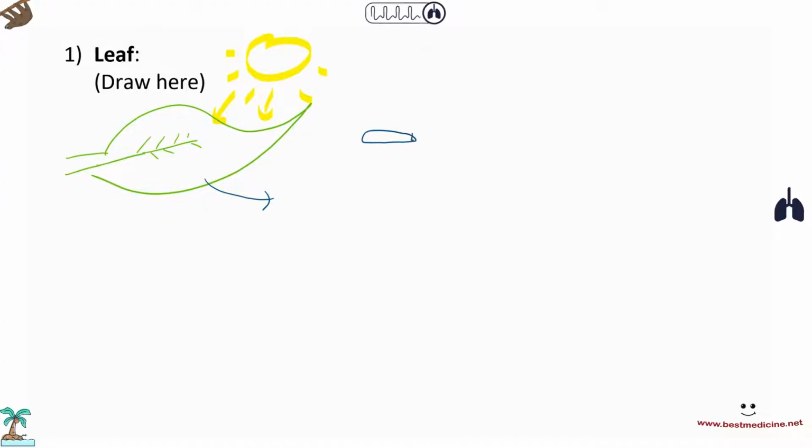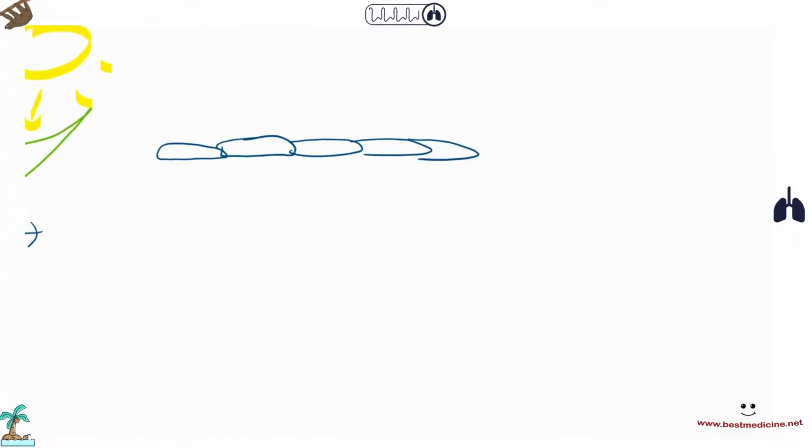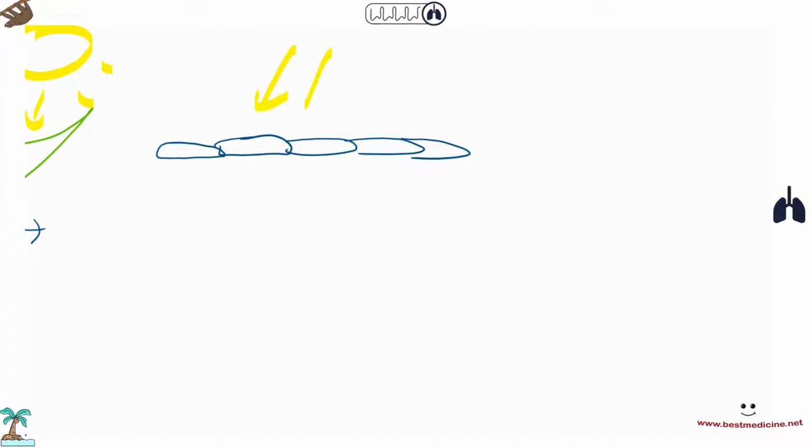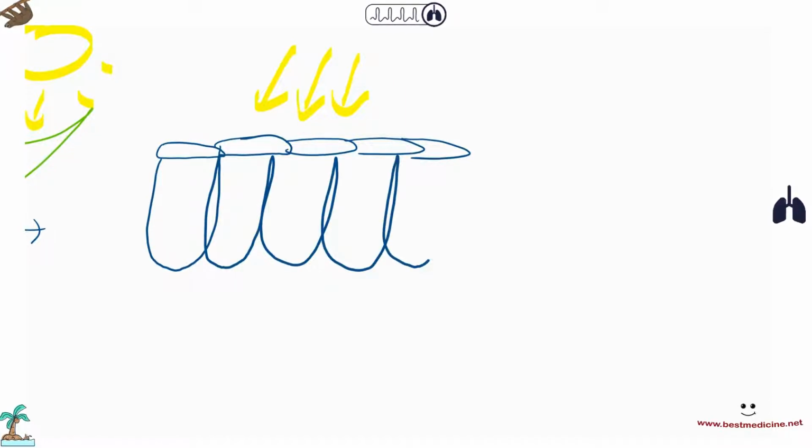You've got these cells on the top, and these are the cells that are receiving the sunlight. And then just underneath these cells, you've got these long cylindrical or columnar cells. The very top cells only contain nuclei and they don't have any chloroplasts. Those are transparent cells. That's the upper epidermis of the leaf, the tissue that surrounds the top of the leaf.